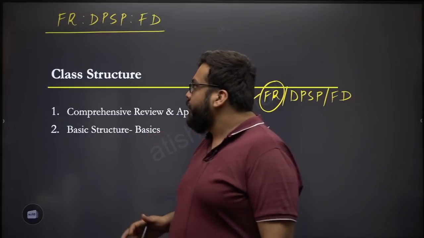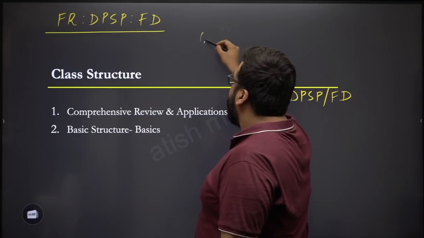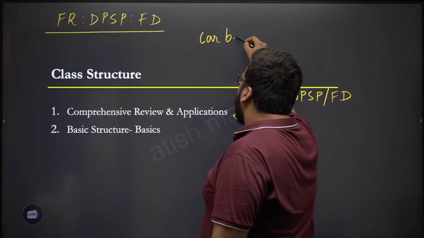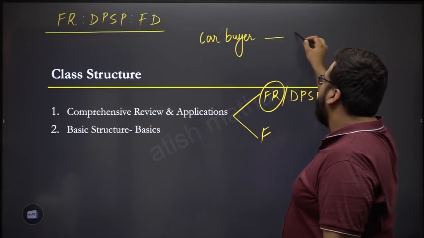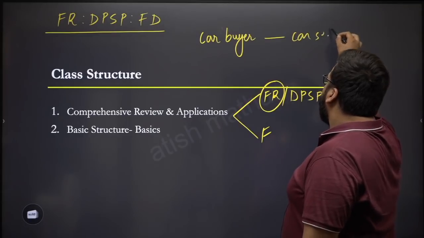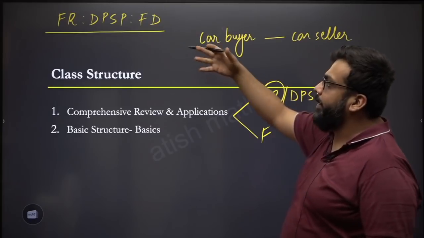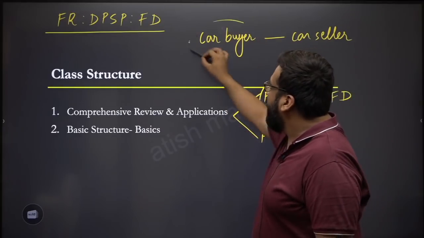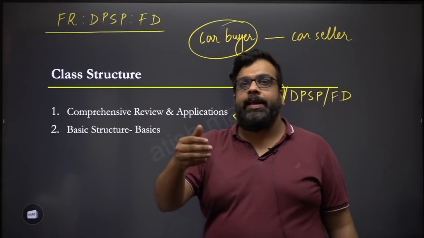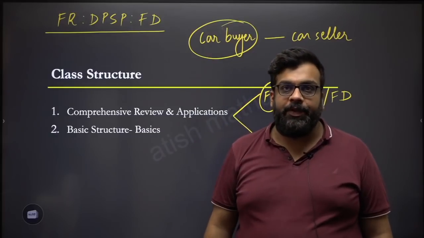So, for example, there is somebody who is a car buyer. The kind of relationship the car buyer will have with somebody who's a car seller gives you an insight into how rights, directive principles, and duties work. For example, if you're buying a car, you're entitled to inspect the car before you take the delivery of the car.